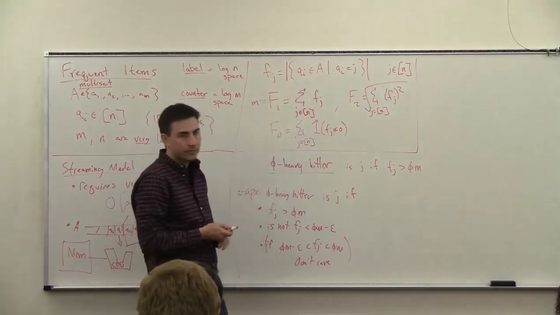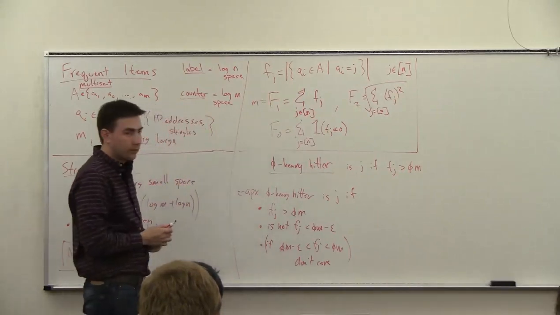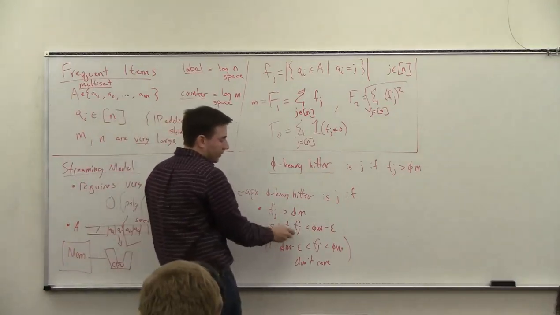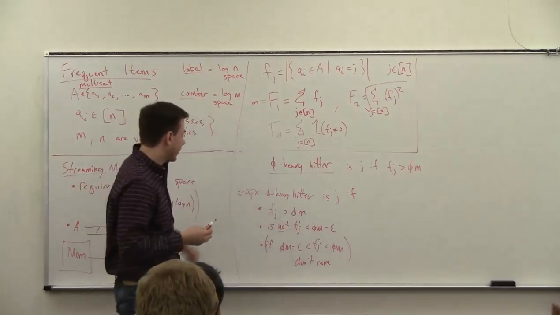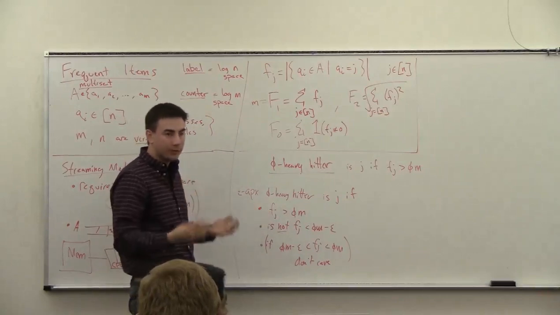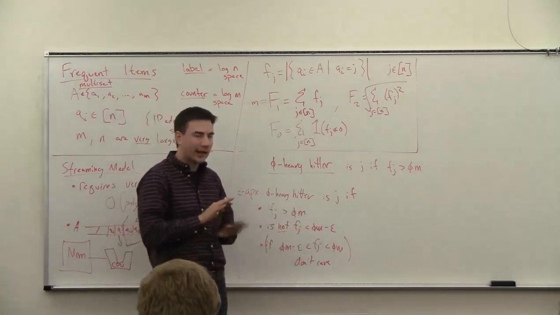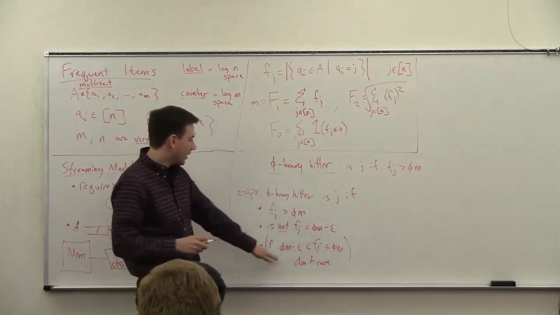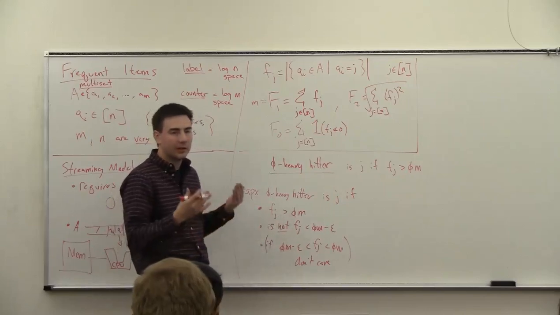So you're saying that fj is greater than phi m and less than phi m minus epsilon? No, it is not less than this. It is not less than phi m minus epsilon. Oh. Right, so I'm allowing some slack. Anything that's greater than phi m, I must report. If it's less than phi m minus epsilon, I can't report this. This would be a bad false positive. And if it's in the range between these two bounds, then I don't care.